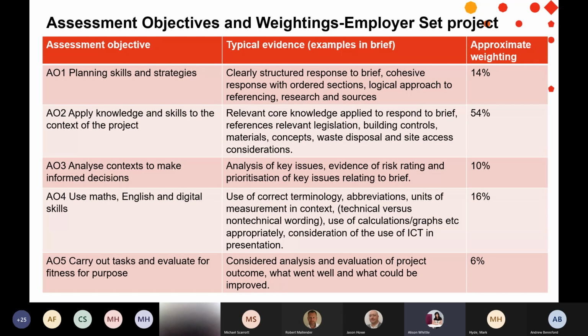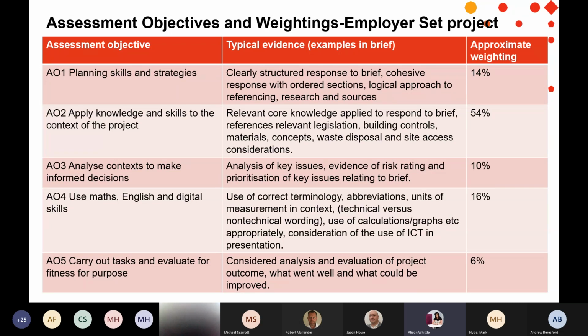Now, if I'm looking at the next slide here, this table, and I just want to check I've got the right one, let me go back. Yeah, this is the assessment objectives and the weightings for the employer set project. And you can see how they are distributed against each of the tasks. You can also see that some of the assessment objectives are broken down into parts, there'll be A's and B's, and I'm going to go into this in a little bit more detail, if you don't mind, at the other one.